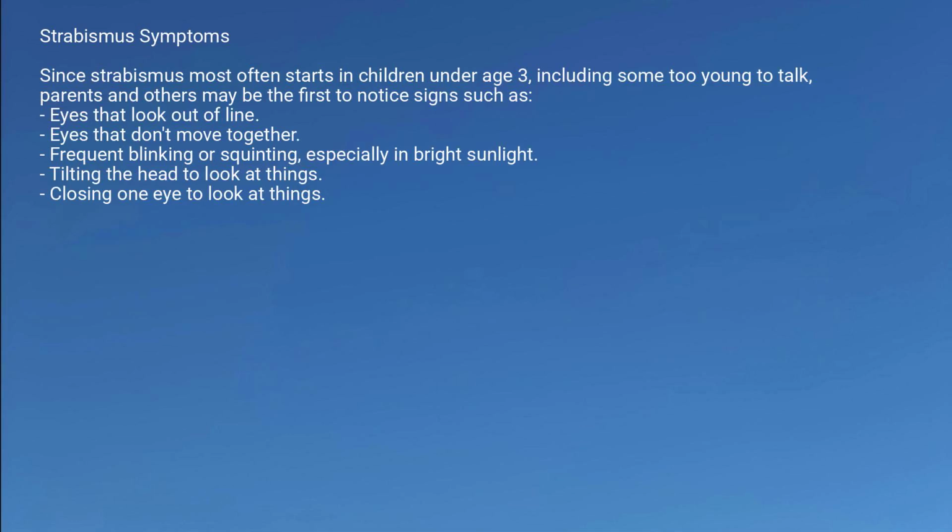Strabismus symptoms. Since strabismus most often starts in children under age 3, including some too young to talk, parents and others may be the first to notice signs such as eyes that look out of line, eyes that don't move together, frequent blinking or squinting, especially in bright sunlight, tilting the head to look at things, closing one eye to look at things.